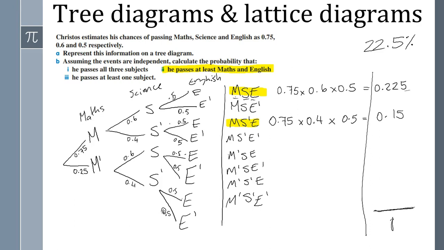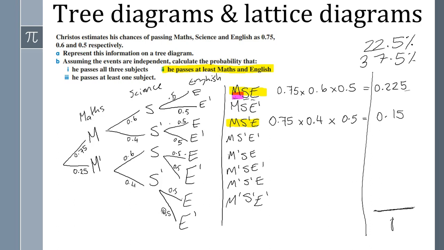Okay, now what I'm going to do is add them together. So 0.225 plus 0.15. We've got a 37.5% chance of passing maths and English. Okay, and the third one there, what is the chance that he passes at least one subject?